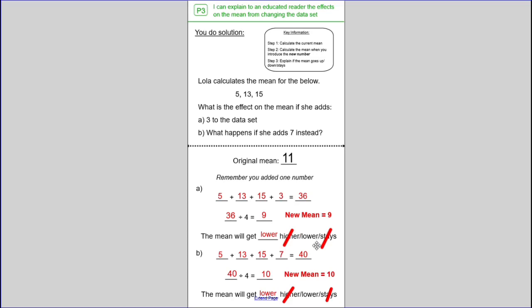In the next question, what happens if I add 7 instead? So if I add 7 to the current data set over here, I'm going to get a total of 40. 40 divided by 4 is equal to 10. That means the new mean is equal to 10. If I compare it against the original mean that I had, which was 11, and the new mean of 10, I can see that the mean decreases, so the mean will get lower if I introduce the number 7 to the dataset. And that's the effect that the new number will have on the current mean.